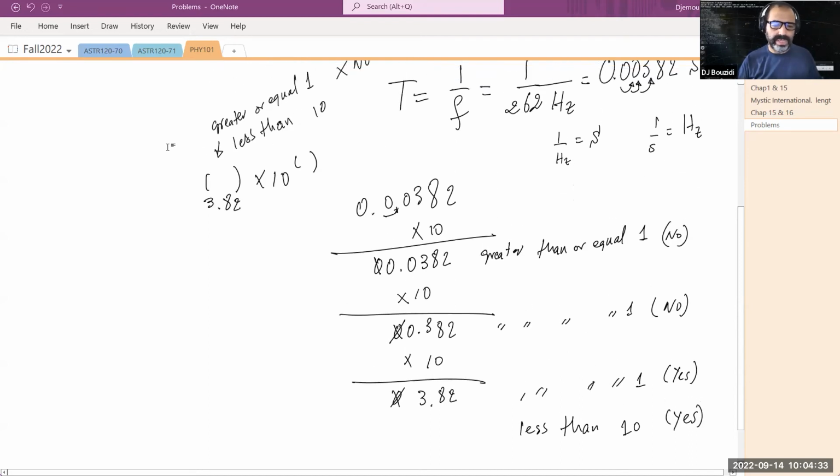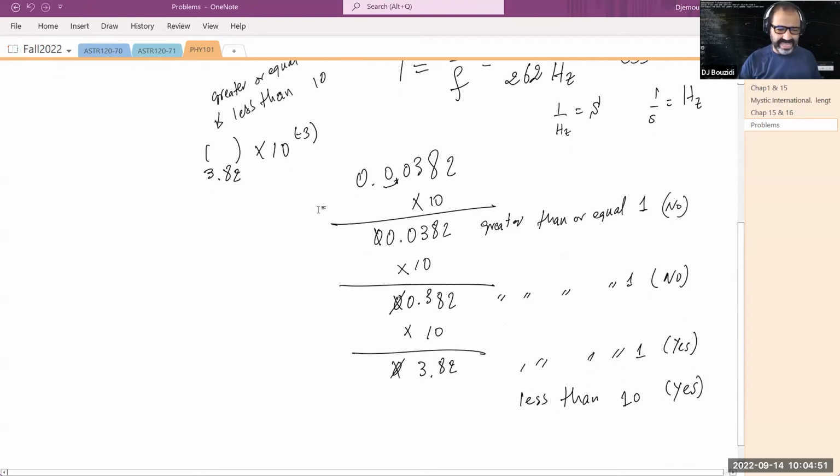Then I need to know, what is this power? Since I multiplied by 10 three times, I have to actually divide by that same 10 three times. So I have to divide by 1,000, and 1 divided by 1,000 is 10 to the negative 3. So this is negative 3.